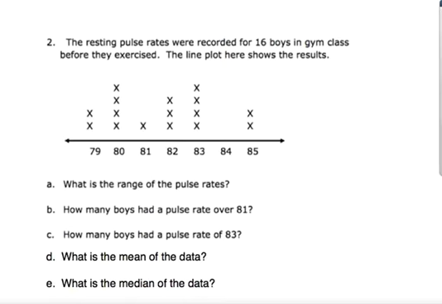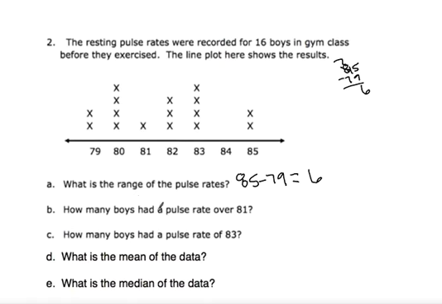Seven says the resting pulse rates were recorded for 16 boys in gym class before they exercised. The line plot here shows the results. A says what is the range of the pulse rates? So the range would be the maximum number minus the minimum number. The maximum number is 85 minus the minimum number, which is 79. So you would do 85 minus 79. When you do that, you get 6.